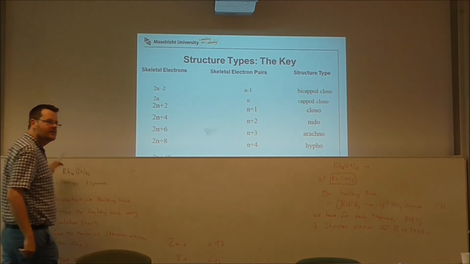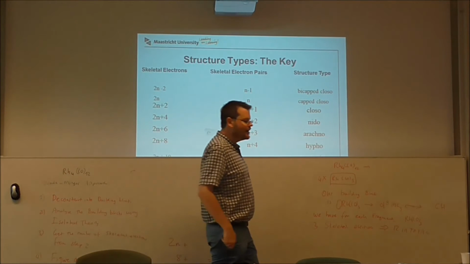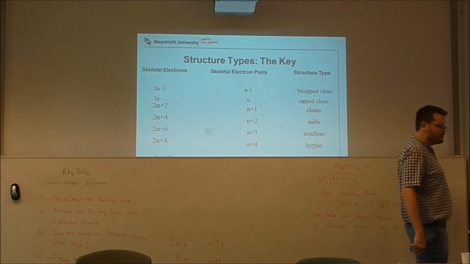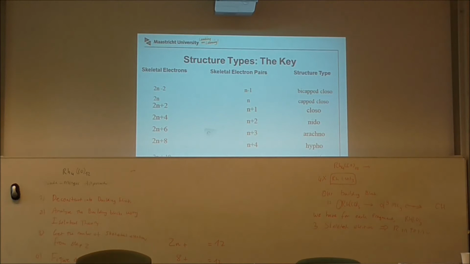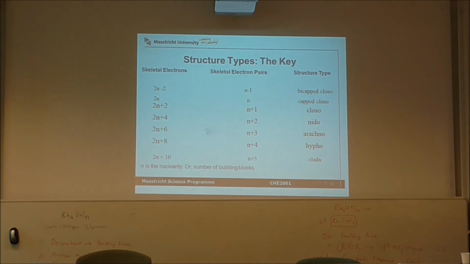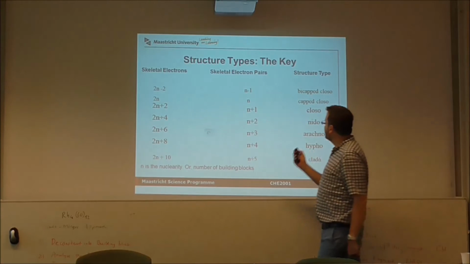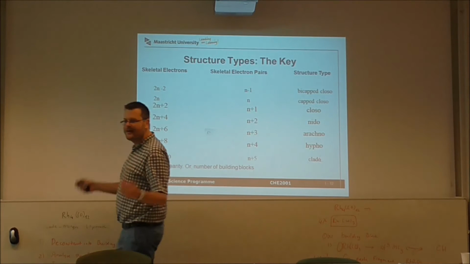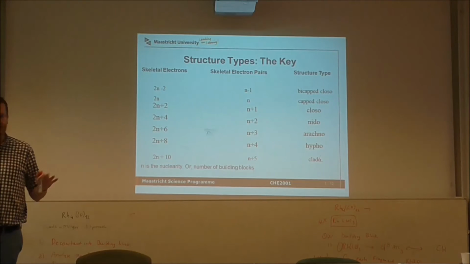That's how it works. Closo, Nido, Arachno, Hypo, Hypercloso, or capped closo, bicapped closo, clado. There it is, all of them. In principle you go all the way. You have bicapped, tricapped, tetracapped, octacapped.